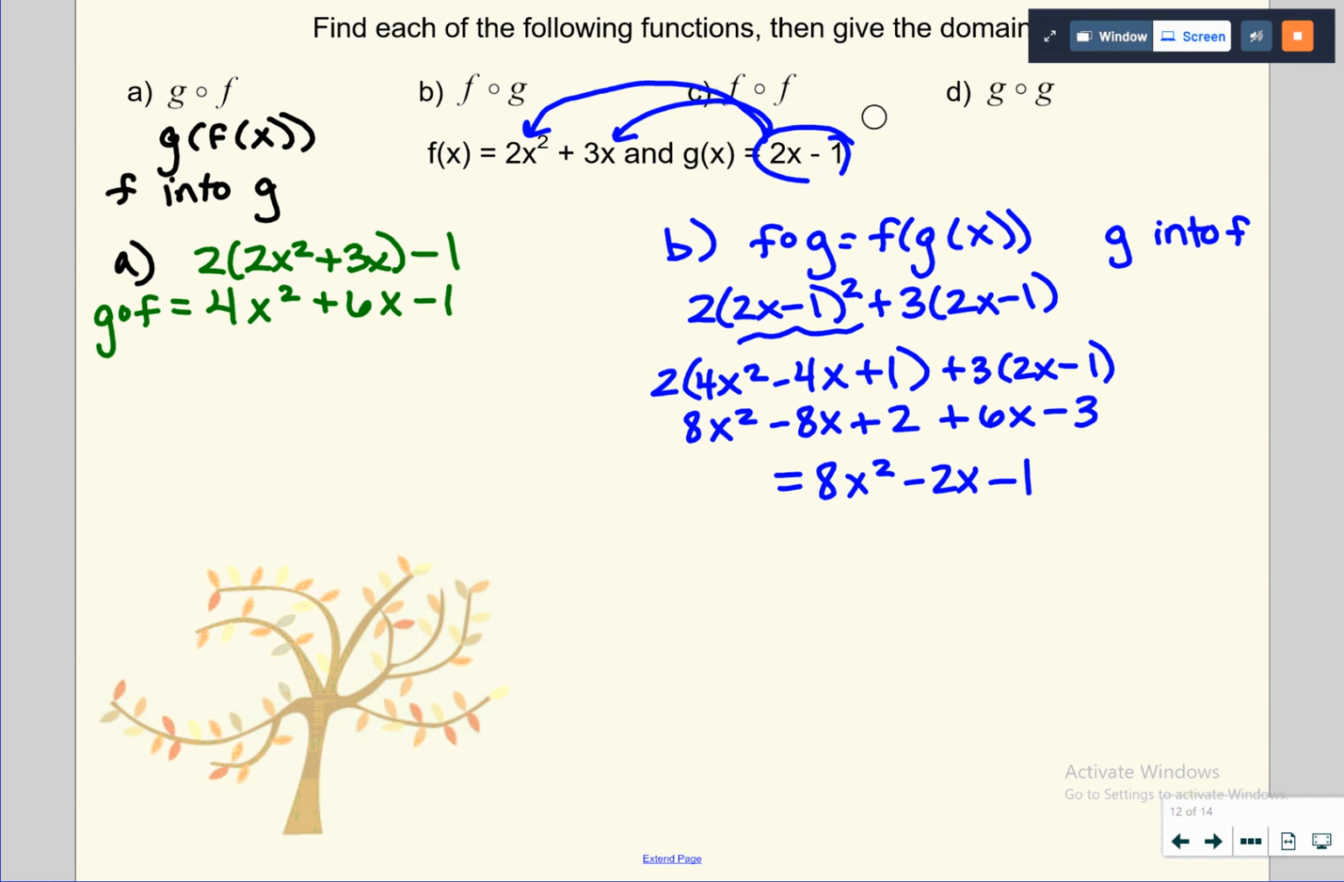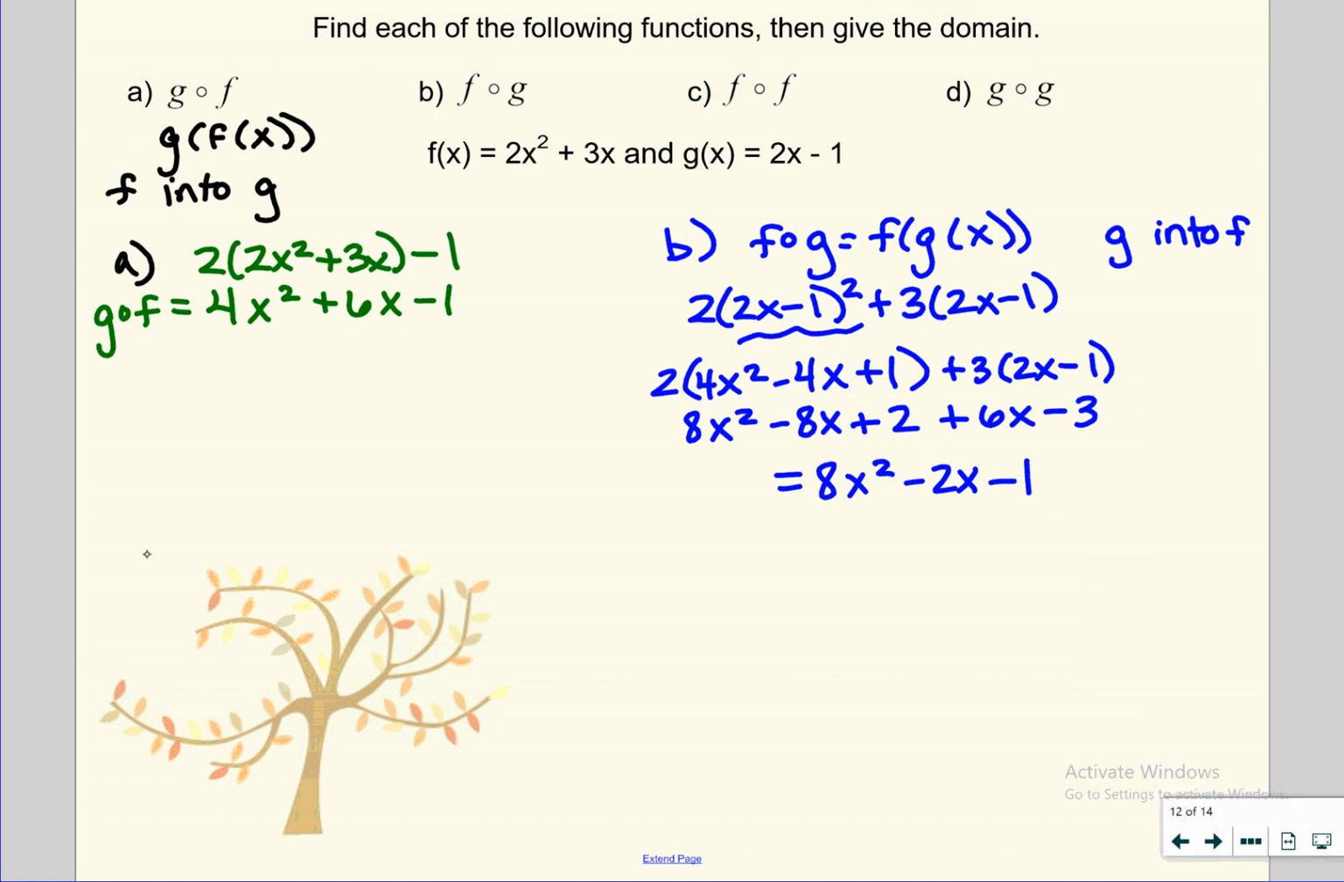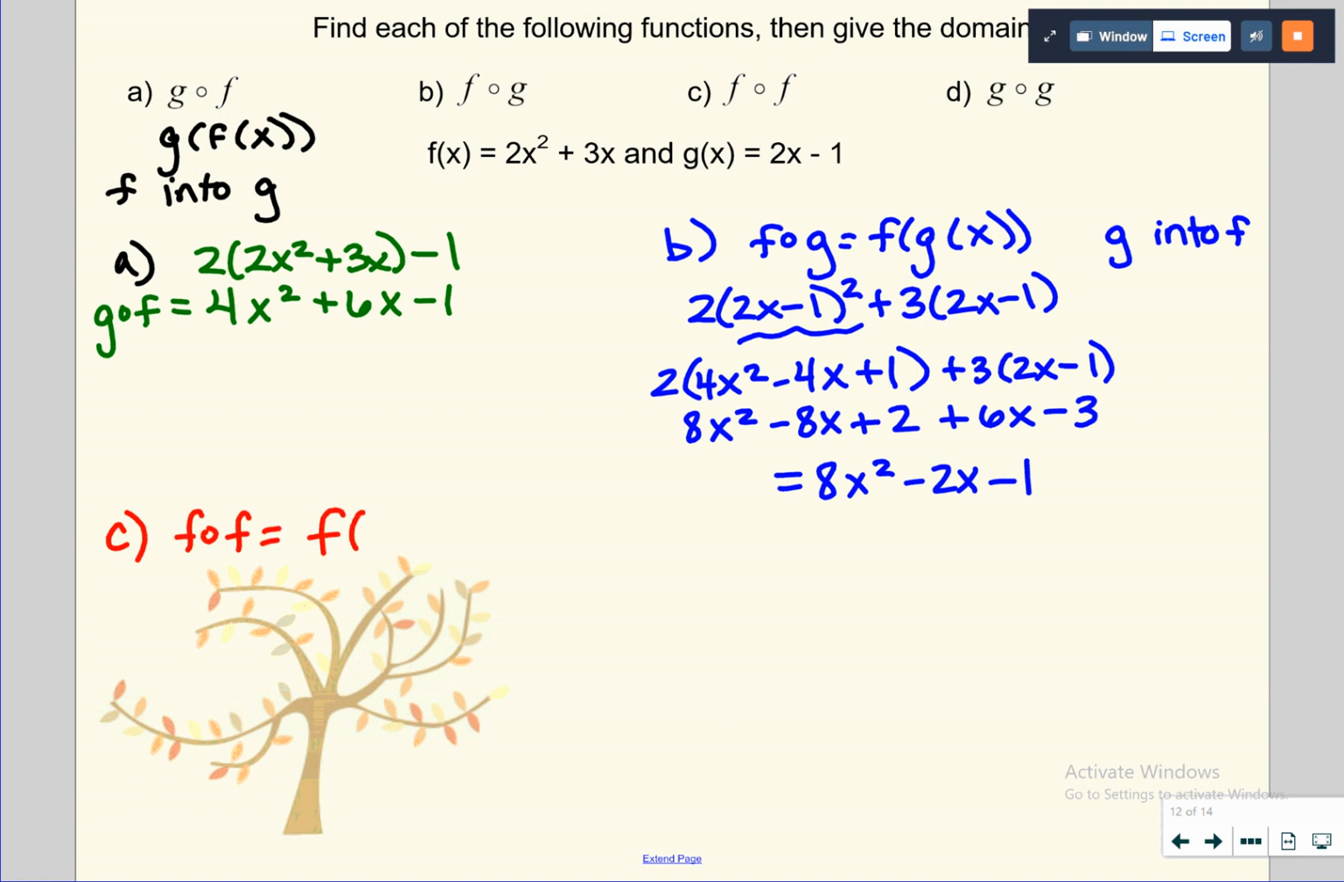All right, then it gets interesting. F of f. So this is the only type that I really don't think it makes it any better if you write it with the double parentheses. It's pretty obvious that you're only dealing with one function. You're plugging f into f. That's it, okay? So how do you plug a function into itself?